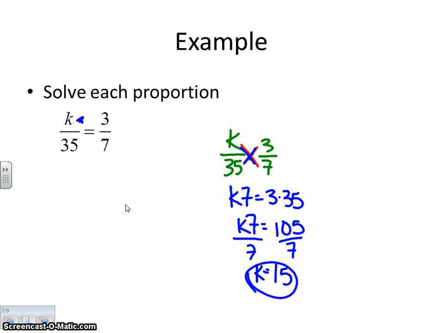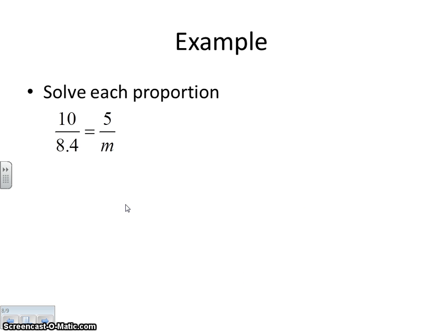So when I plug it back in, I should get 15 over 35 equals 3 over 7. And this right here is an equal proportion. All right, and then we've got to throw in some decimals, of course. So this is going to use the same process as before. We're still going to do that cross multiplication. So we've got 10 over 8.4 equals 5 over m.